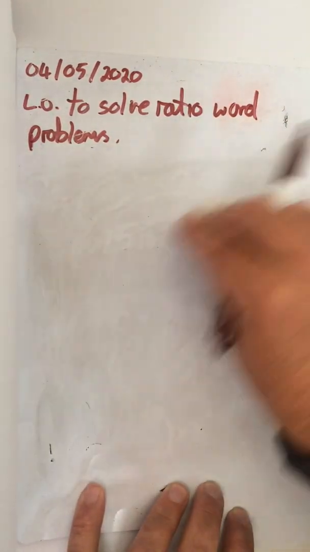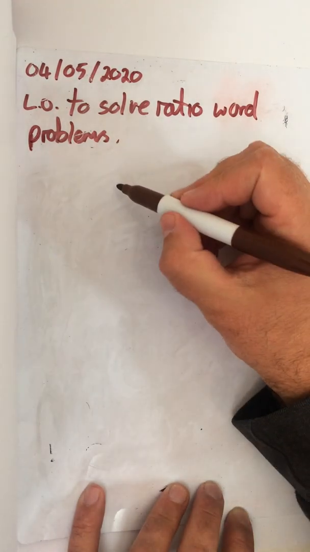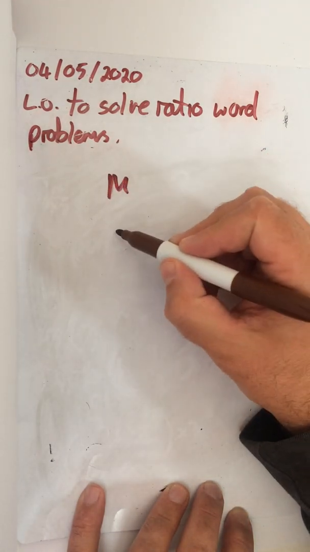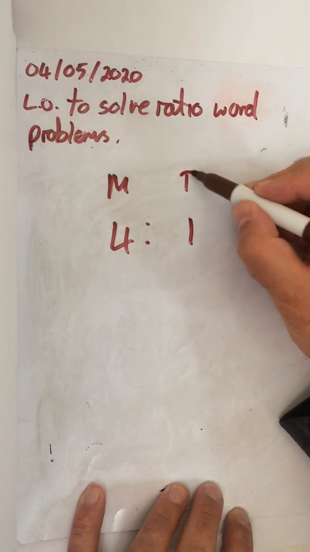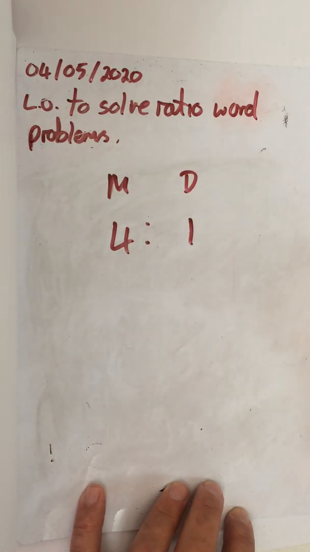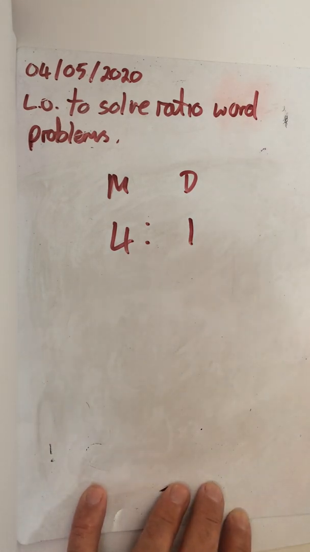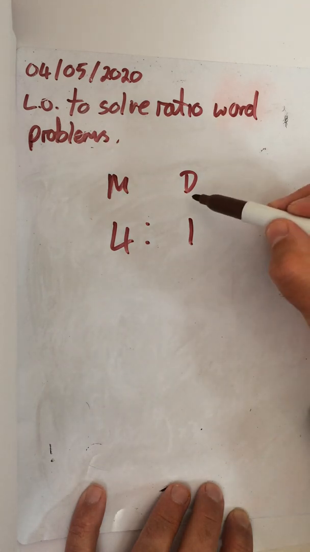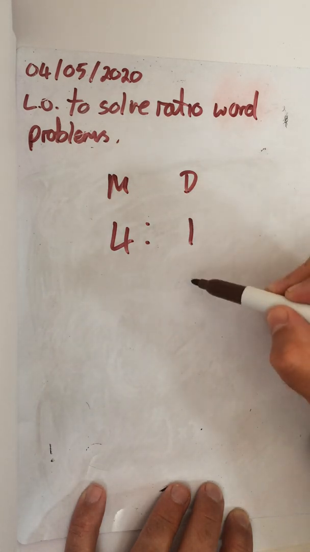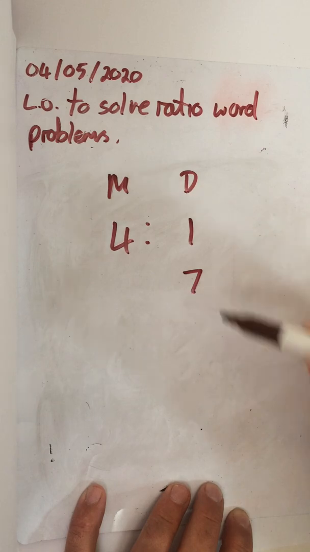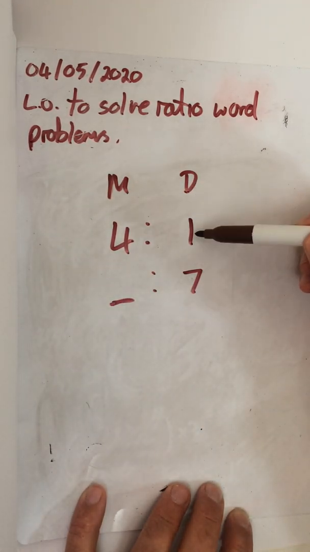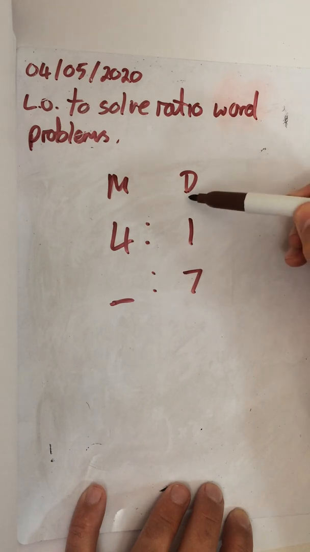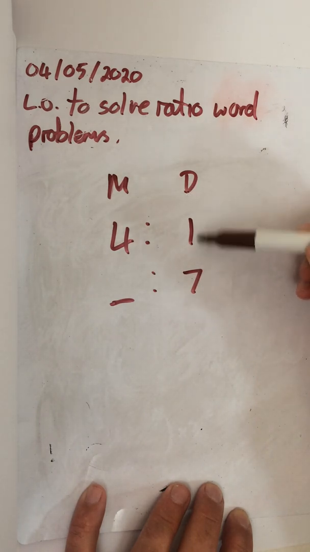So the ratio in a box of chocolates: there are 4 milk chocolate sweets compared to 1 dark chocolate sweet. How it should be, of course, milk chocolate being much nicer. Now they could ask you, say for example, there are 7 dark chocolate sweets. How many milk chocolate sweets would there be? You notice because it's 7 dark chocolates, I put them in the dark column.